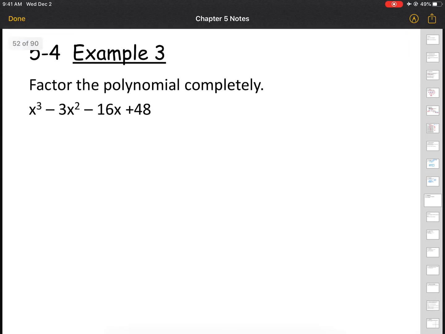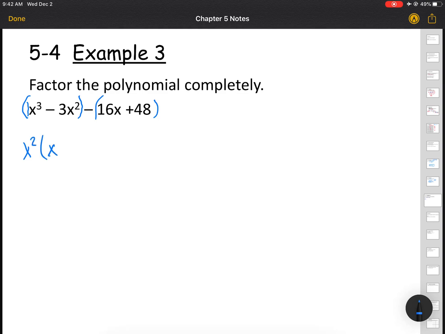So with example 3, we're going to factor this polynomial completely, and since I have 4 terms, I'm going to do it by grouping. First, I'm going to group them off by this right here. And I'm going to see, can I factor anything out of each set of parentheses? In my first set, I have x cubed minus 3x squared. My coefficients are 1 and negative 3, so I can't pull any number out, but I can pull out 2 x's, because that's the most they both have in common.